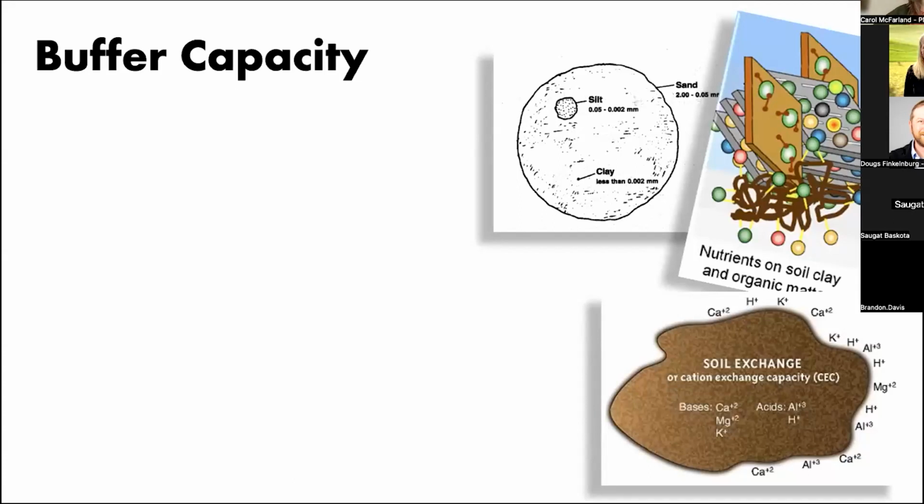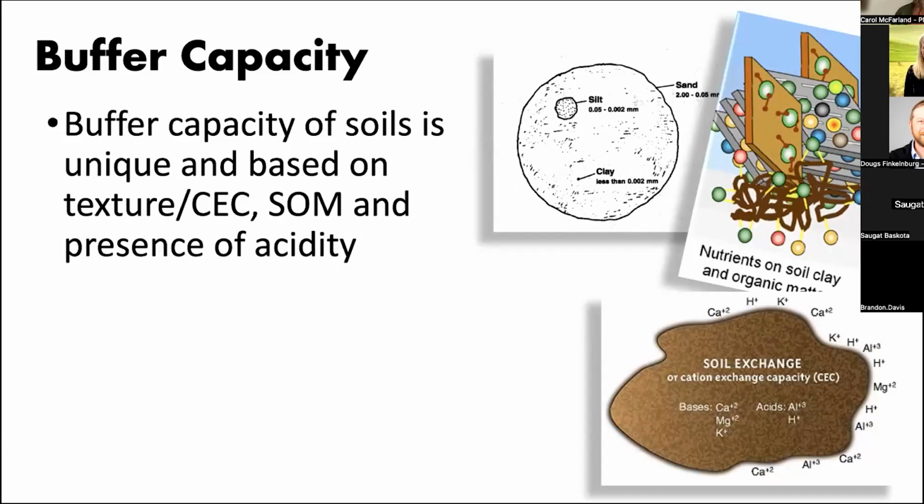As Doug previously said, the buffer capacity of each soil is unique. It's based on texture, cation exchange capacity, soil organic matter, and the presence of acidity. So here you can see nutrients on soil, clay, and organic matter sites. It's kind of like a parking lot where all these different ions get to hang on based on their attractiveness to the exchange sites. That's driven by clay, which has a higher cation exchange capacity, and organic matter has really high cation exchange capacity.